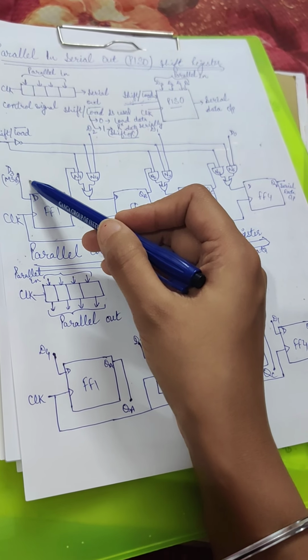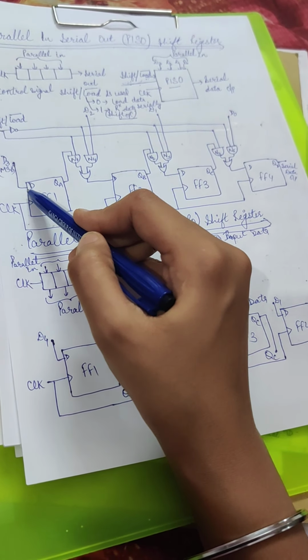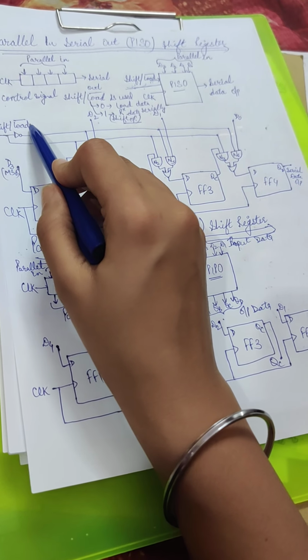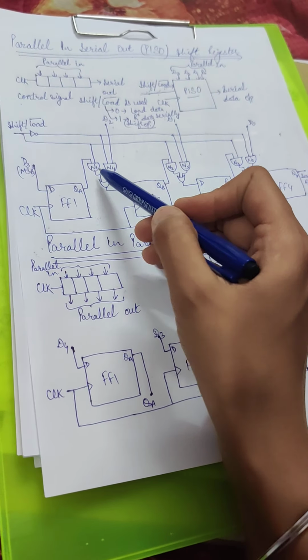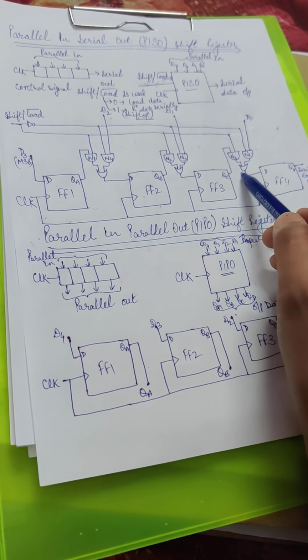The 4-bit input is to be applied. MSB applied to the first flip-flop. This control signal is used for shift/load. This diagram consists of 6 AND gates and 3 OR gates.